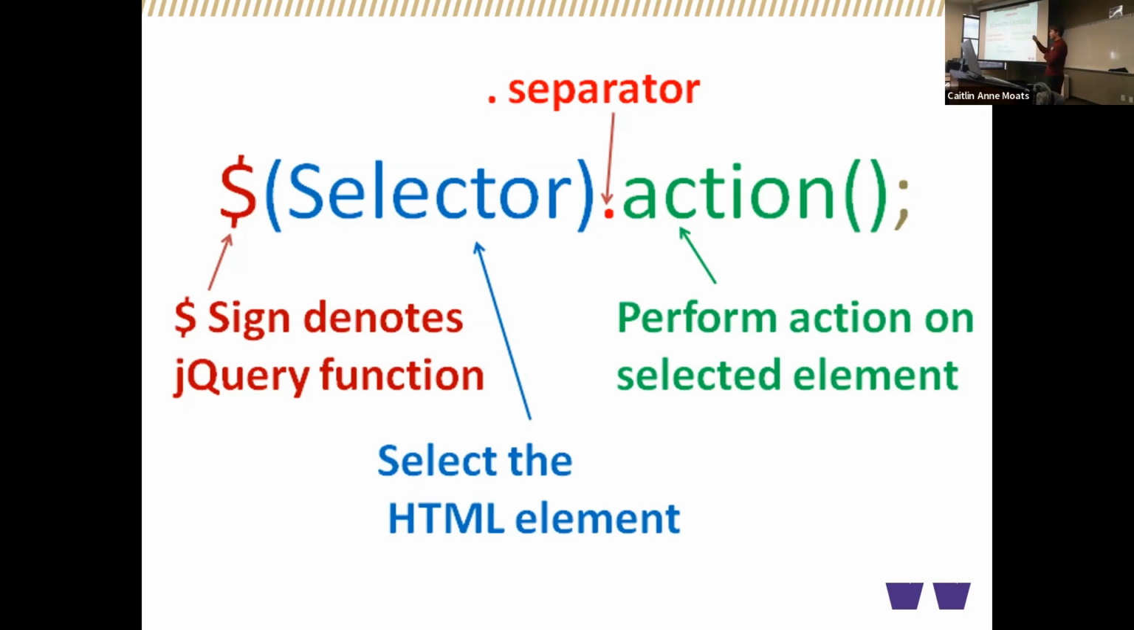You have a separator that says, okay, when you get this type of element or element with this ID, this is what you do. Action: perform an action on those kinds of elements.